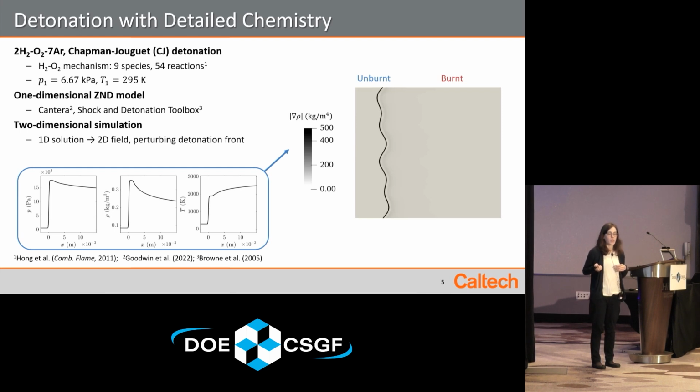And so here I'm again showing the density gradient. We have our unburnt reactants on the left, our burnt products on the right. And I just want to note that for these simulations, NERSC and/or ACCESS computing resources were used for these calculations.